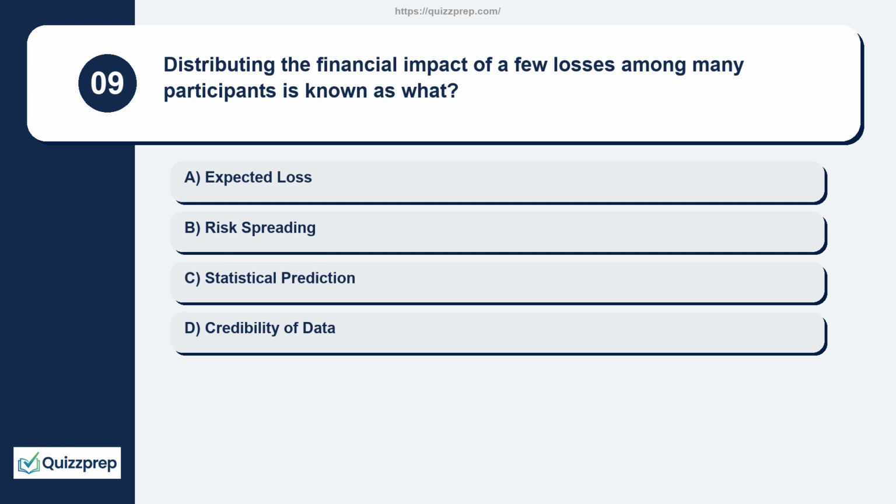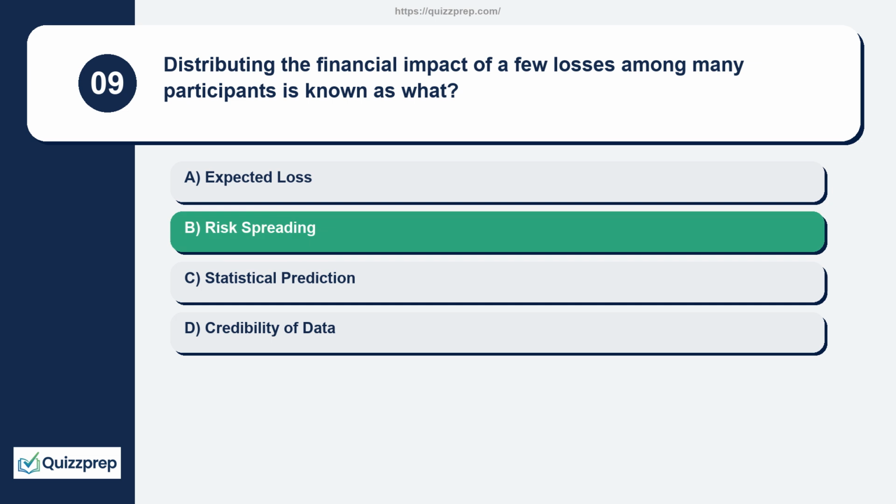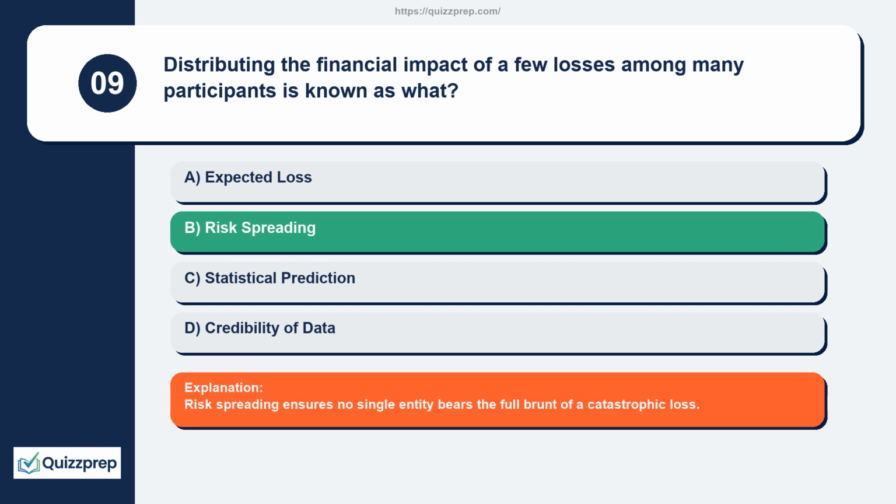Question 9. Distributing the financial impact of a few losses among many participants is known as what? Expected loss. Risk spreading. Statistical prediction. Credibility of data. Risk spreading ensures no single entity bears the full brunt of a catastrophic loss.